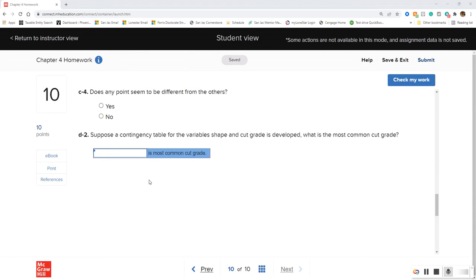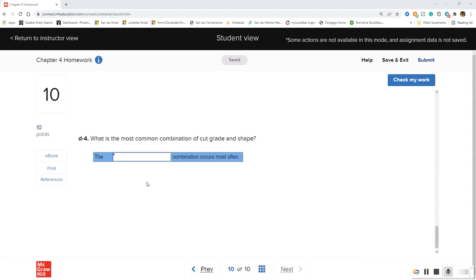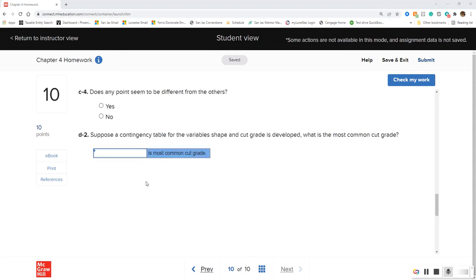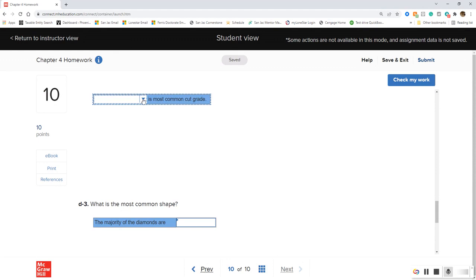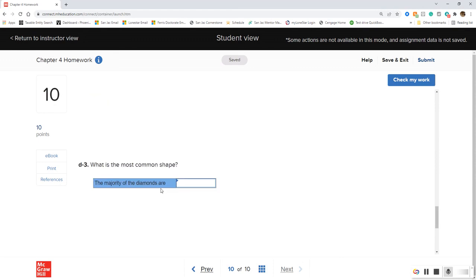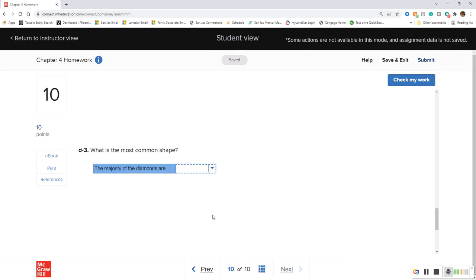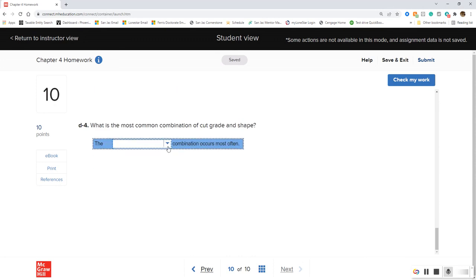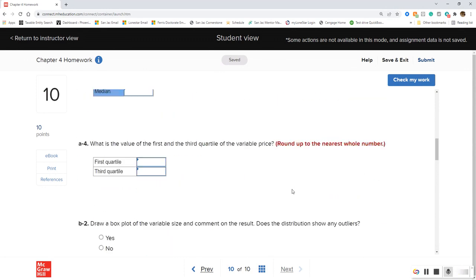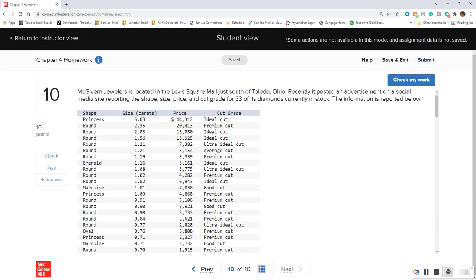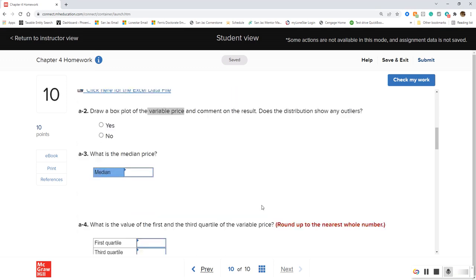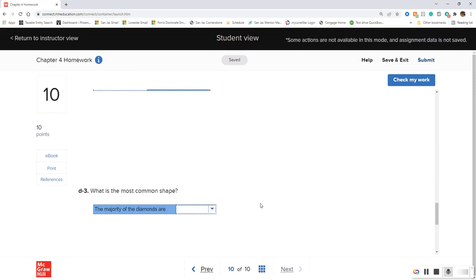So pretty much on this one, you are really just showing, can you make graphs? At the same time, do you understand what the graph is? So it's like, what's the most common cut? What's the most common shape? What's the most common combination of cut and grade and shape? Okay, so that's using actually a dot graph, if you want to use one of those, or a contingency table. Probably use a contingency table. It's easier to total.